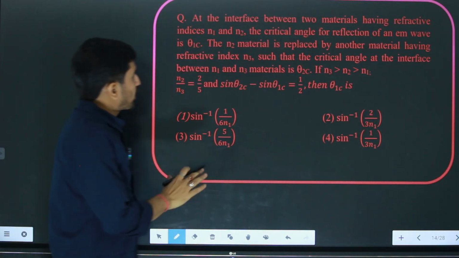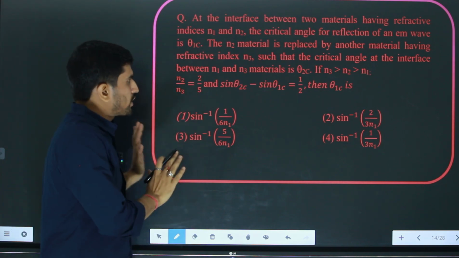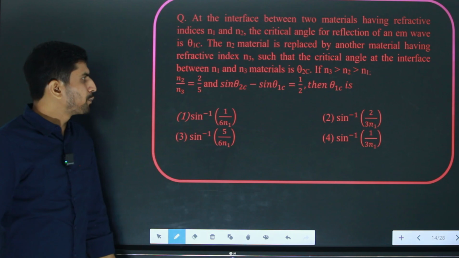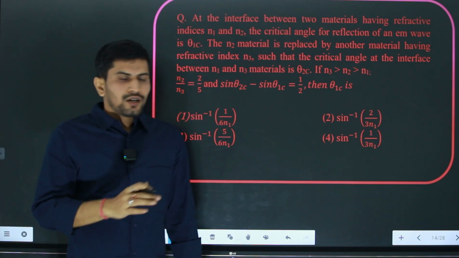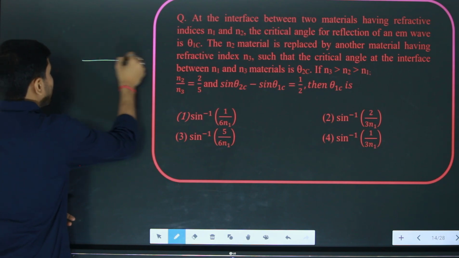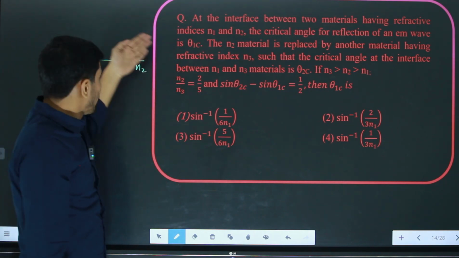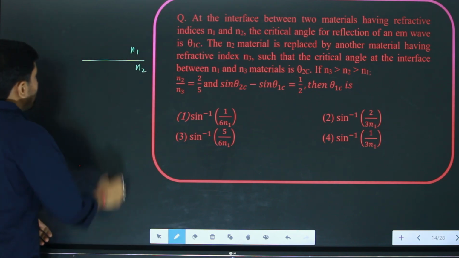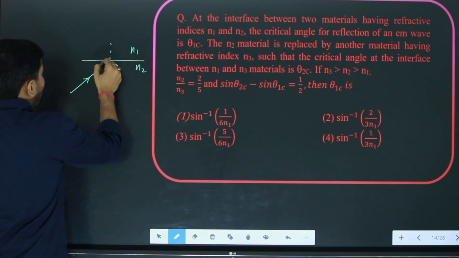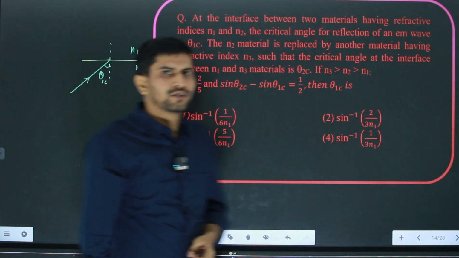Alright, we have one question. Let me explain the question. You pause the video and read the question, and then only you see the solution, okay? Or solution or discussion, whatever. According to the question, we have two media. One medium is N1, one medium is N2, okay? N2 is the denser medium, N1 is the rarer medium, and therefore the critical angle for this pair of media is equal to theta 1c, okay?